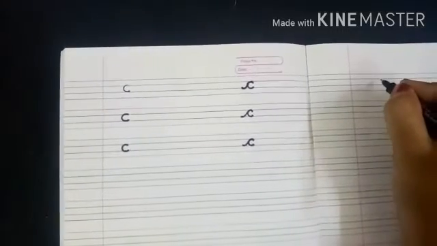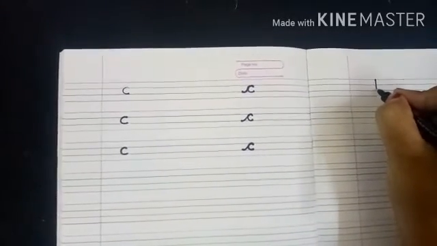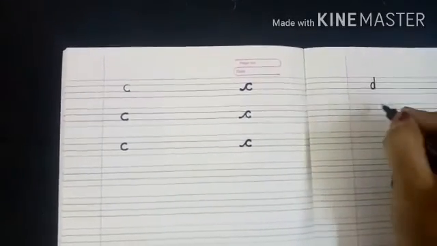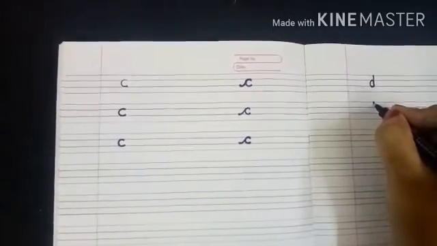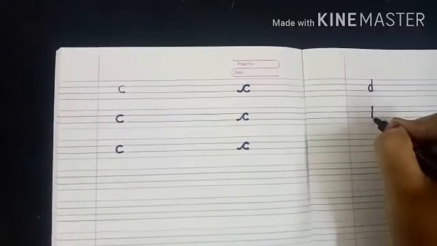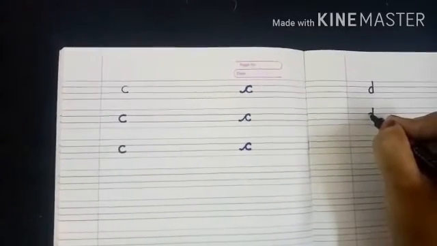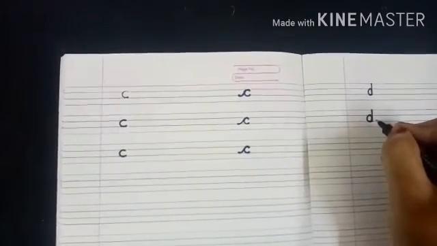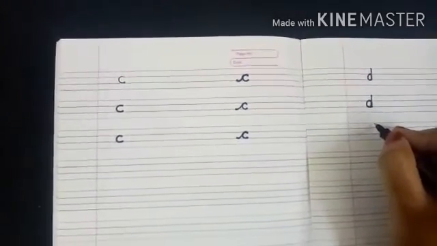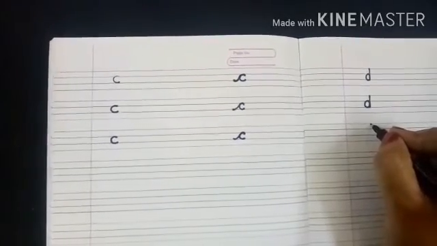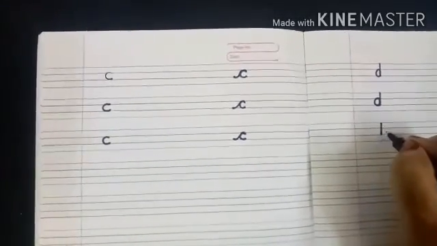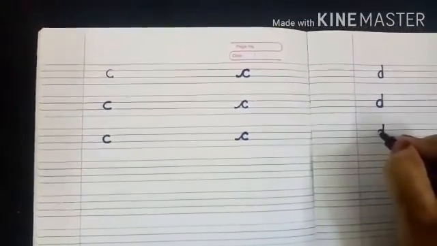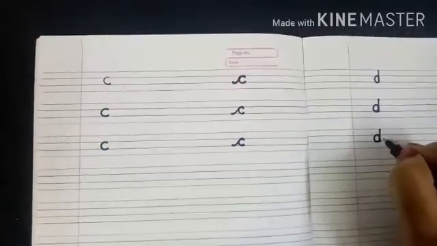Now we move towards the alphabet D. How to write alphabet D? Keep your pencil on the first line and draw the standing line. Again go up till the second line and take the left curve. This is small alphabet D. Children, see once again. Keep your pencil on the first line and draw the standing line towards the third line, go up to the second line and take the left curve.